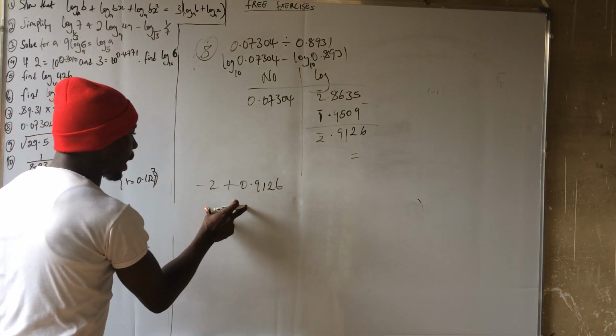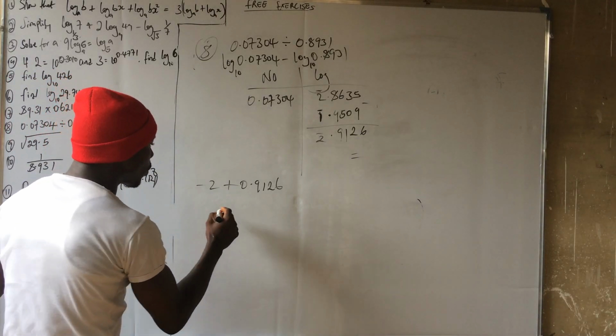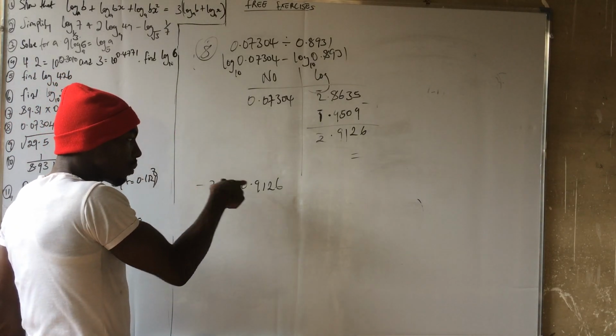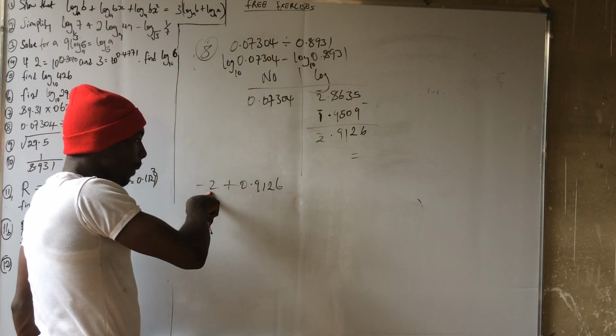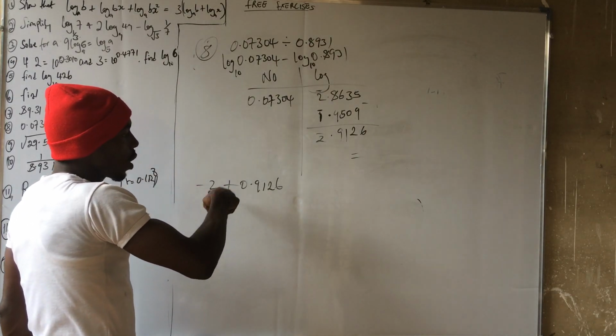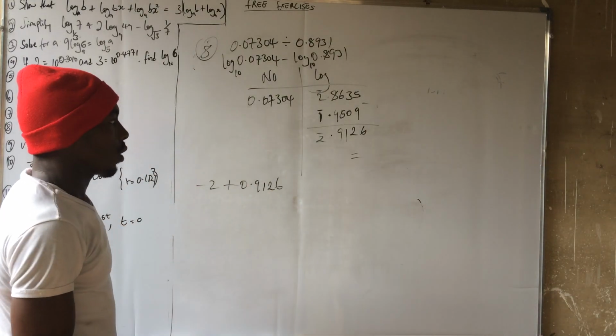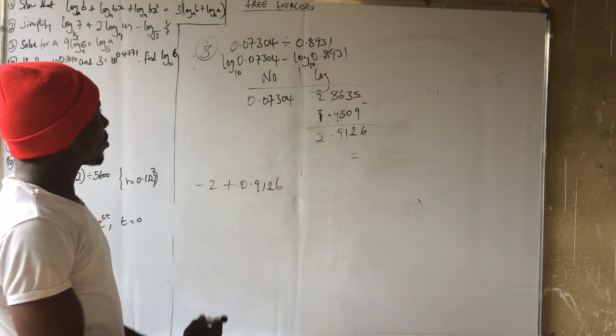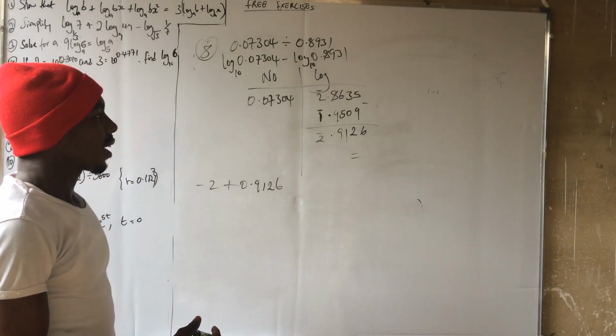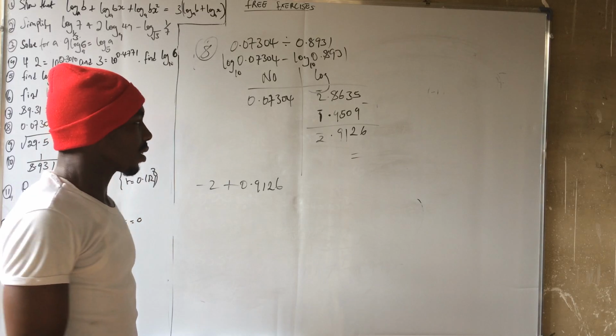When you punch this in a calculator, you are going to have negative 2 plus this, which is going to give us 1 point something. So logarithm is another field of mathematics on its own.